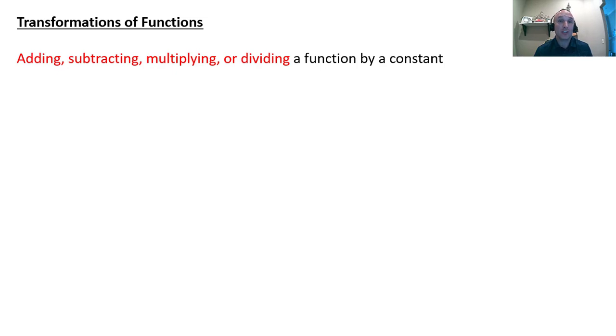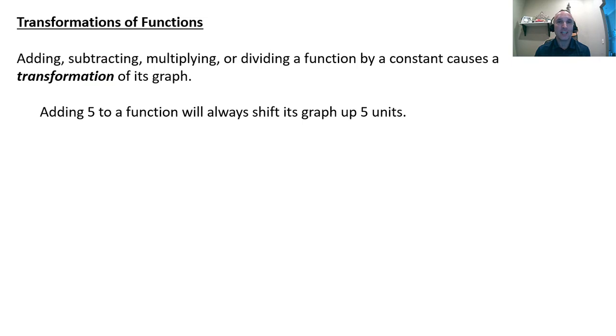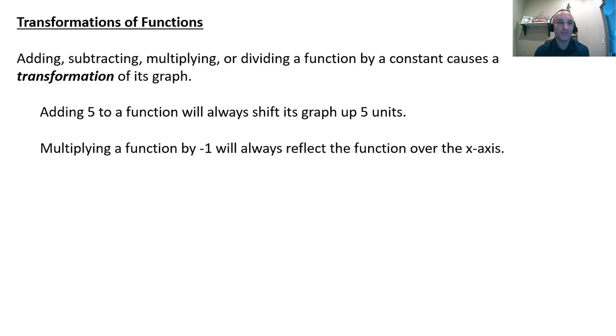What are transformations? Well, they come about by adding, subtracting, multiplying, or dividing a function by a constant, basically arithmetic. Those will cause transformations of a graph. For example, adding 5 to any function will always shift the graph up 5 units. Multiplying a function, any function, by -1 will always reflect the function over the x-axis. And there are many others we're going to cover.